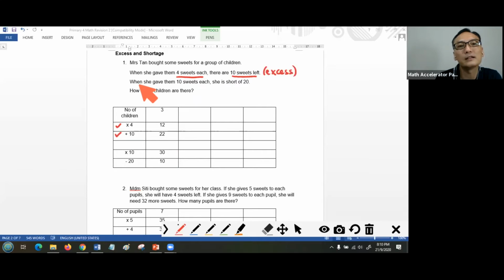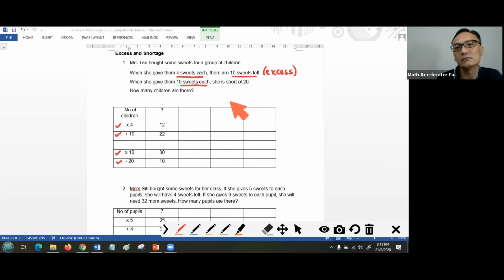The next line tells us that when she gives them 10 sweets each, 10 sweets each is a multiple of 10. So in times 10, she is short of 20. So here it is less than 20, so you have to minus 20 from your answer.